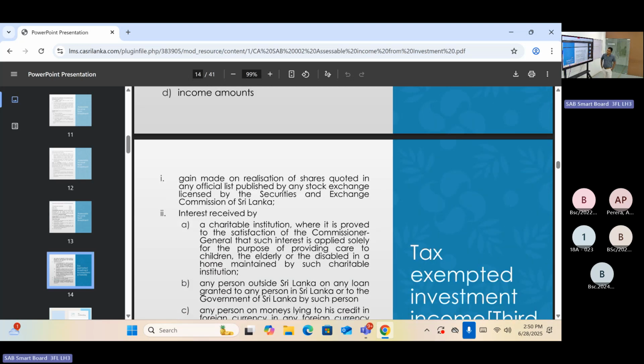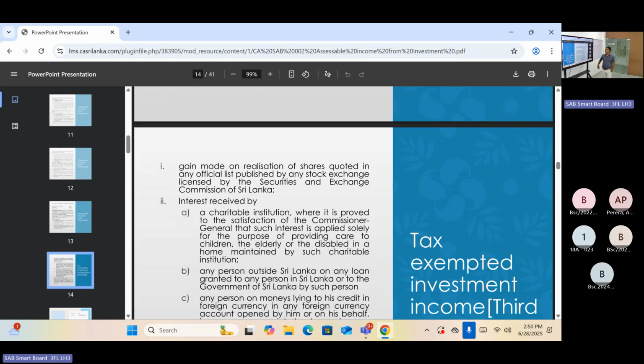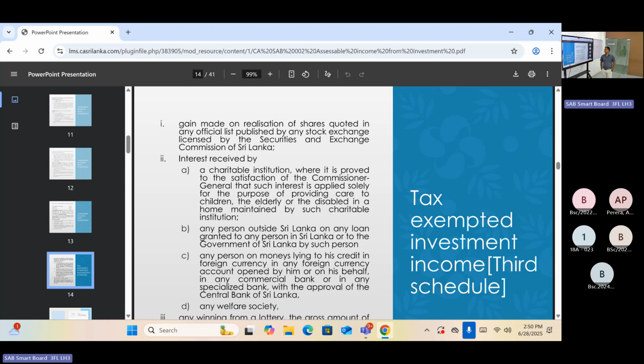So, tax exempted investment income. These are tax exempted investment income: gain made on the realization of shares quoted in any official list published by any stock exchange licensed under the Securities and Exchange Commission Act. Now, shares are also considered capital assets. If we keep the shares as an investment, it is also part of investment assets. The realization of an investment asset is subject to tax. That will be part of the taxable income from investment.